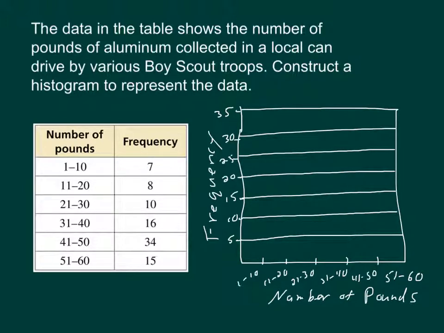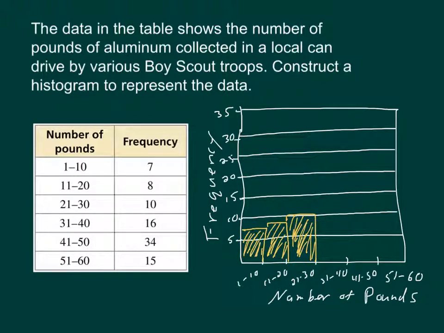And now we're just going to fill in what we can. So from 1 through 10 pounds, we had a frequency of 7 there. So we're going to go not quite halfway between 5 and 10. And we can fill that in if we want, kind of shade it in a little bit there. 11 through 20, we go up just a little bit higher, up to 8. Again, it's directly next to the other bar graph. There's no gap in between there. 21 through 30 goes all the way up exactly to 10. So you fill that in there.